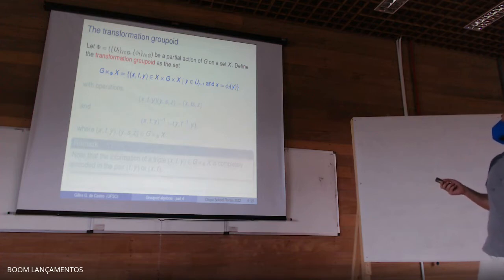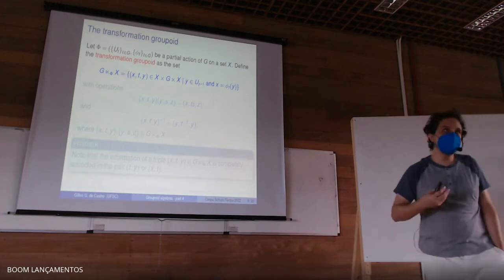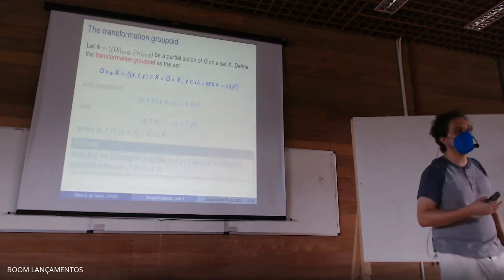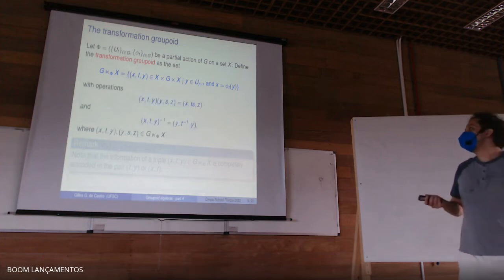So y needs to be in the domain of the action for t, and then when you apply phi t on y, you want this to be x. So it's very similar to the transformation groupoid of a group action. We just need more restrictions because of these domains. And the operations are going to be the same.